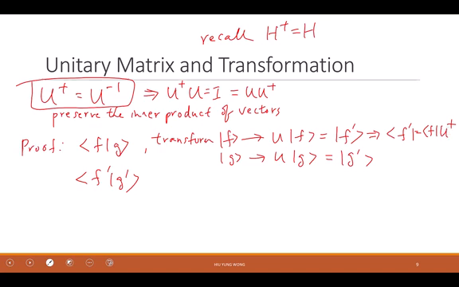Then it's dagger. Okay? So this one is what? F, U dagger, the whole thing, times U G. Right? Because G dash is the new vector, it becomes U G. F dash is the new vector, bra version, it becomes F, U dagger. Make sense? Think about it. Any questions?